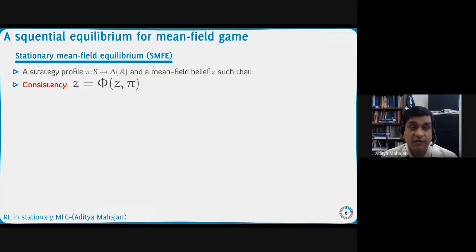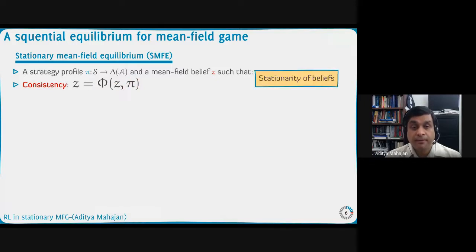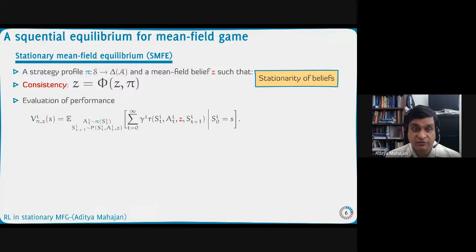And I'm going to claim that the notion of stationary mean field equilibrium is a sequential equilibrium of the mean field game in the following sense. So stationary mean field equilibrium is a collection of a strategy profile, which tells each player how to act at each state of the game, and a mean field belief, Z, which satisfies two properties. First is consistency. That is, the mean field should be the stationary distribution that we would get if all players play that strategy profile. So this implies stationarity of the beliefs.